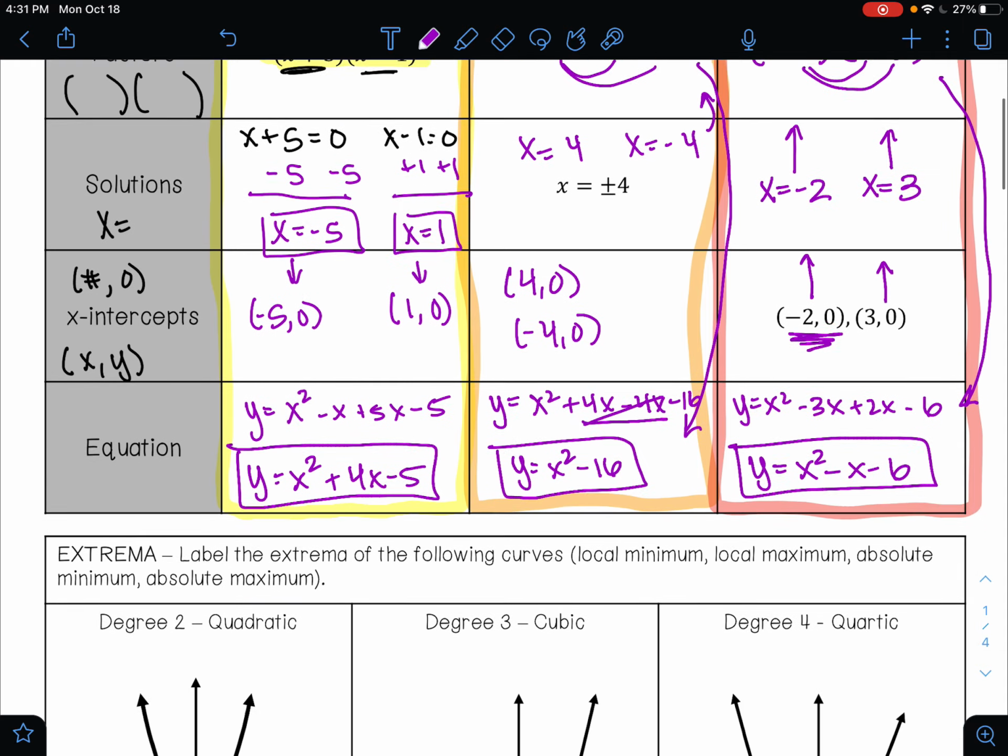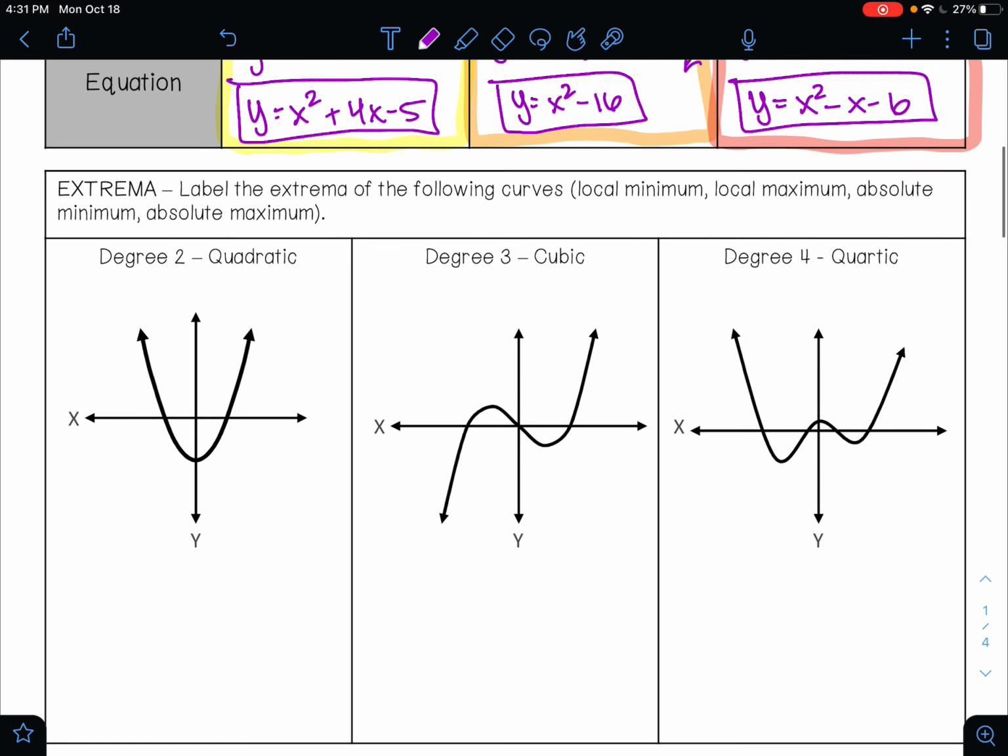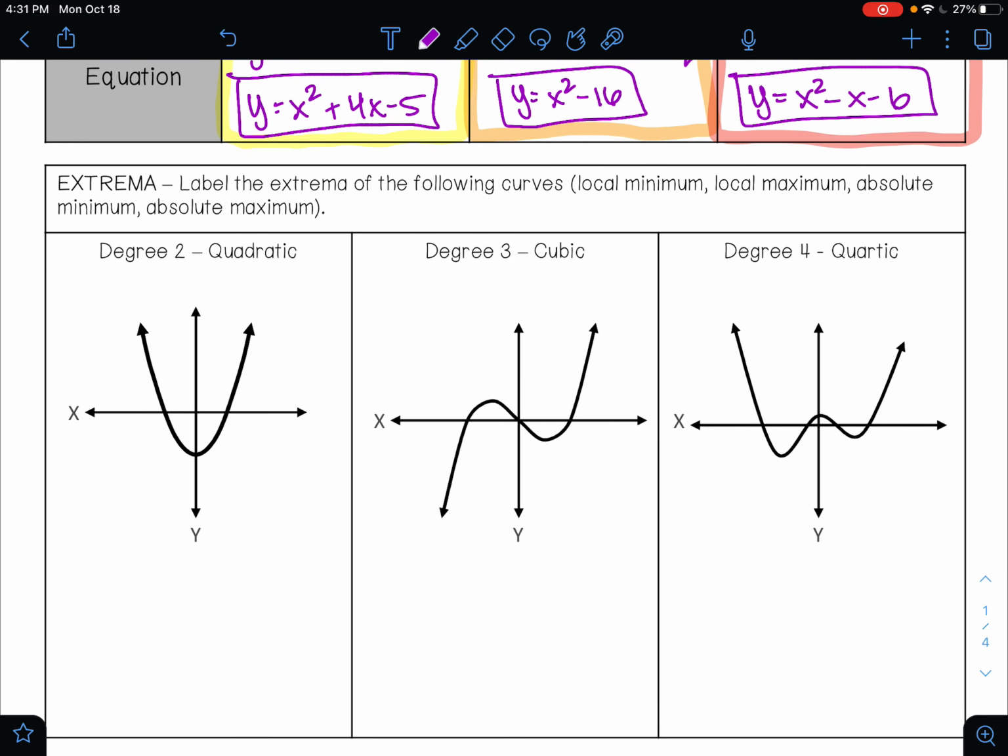So that's a nice little warm-up for us as we move into our extremas. So it says label the extrema of the following curves. So either local minimum, local maximum, absolute minimum, or absolute maximum. If we have a quadratic, so this is a parabola, and we know that because it's of degree 2, here I only have one vertex, right? And out of these four, local min, local max, absolute min, and absolute max, this would be an absolute minimum.